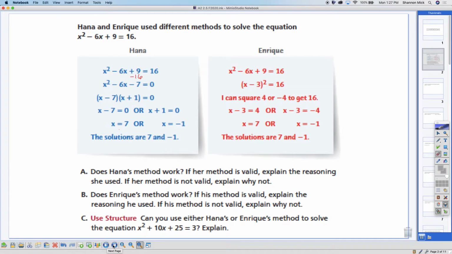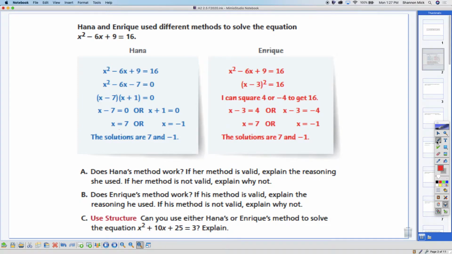So on the left, we have a solution, and on the right, they have a solution. You can clearly see they're not the same. They didn't do them the same, but did they come out with the same answer? Yes. So we need to go through and see if what they did is okay.